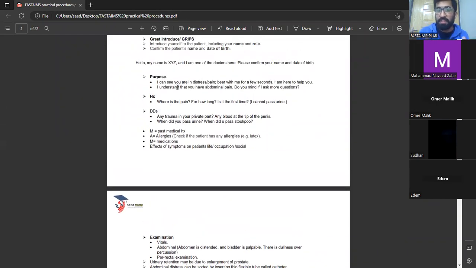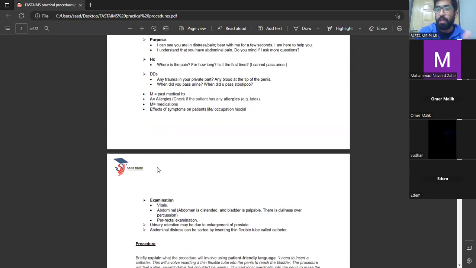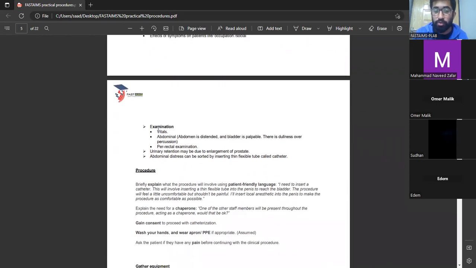Now, if the patient is crying with pain and is not willing to answer more questions, you will stop here. You will just jump to examination. Now, Peter, I can understand that you have not been able to pass urine since yesterday, and you are having this suprapubic pain, just pain in your tummy for 6 to 8 hours, and it's the first time. So I will quickly examine you. And what examination are you going to do? Vitals, abdominal, and perectal.